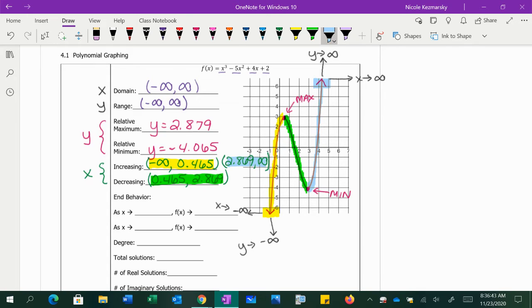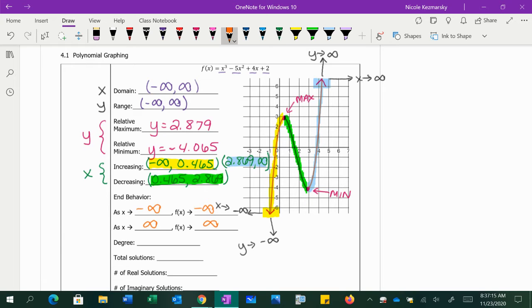End behavior we've actually kind of already done because we labeled the arrows. So we know that for the yellow arrow, as x goes to negative infinity, the y values are also going to negative infinity. So for this yellow arrow, x goes to negative infinity and y goes to negative infinity. And then the same thing for the blue arrow. As x goes to positive infinity, the y values are going to positive infinity.